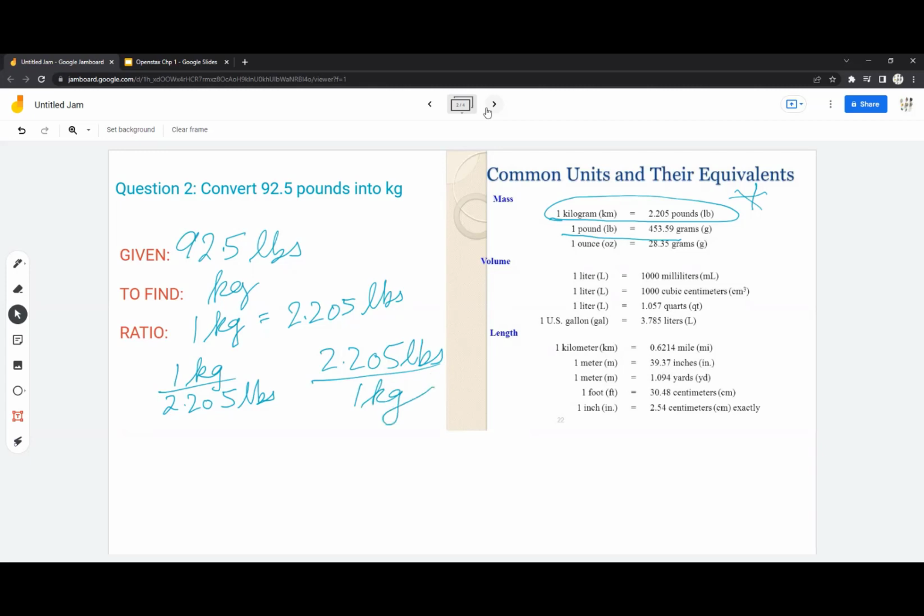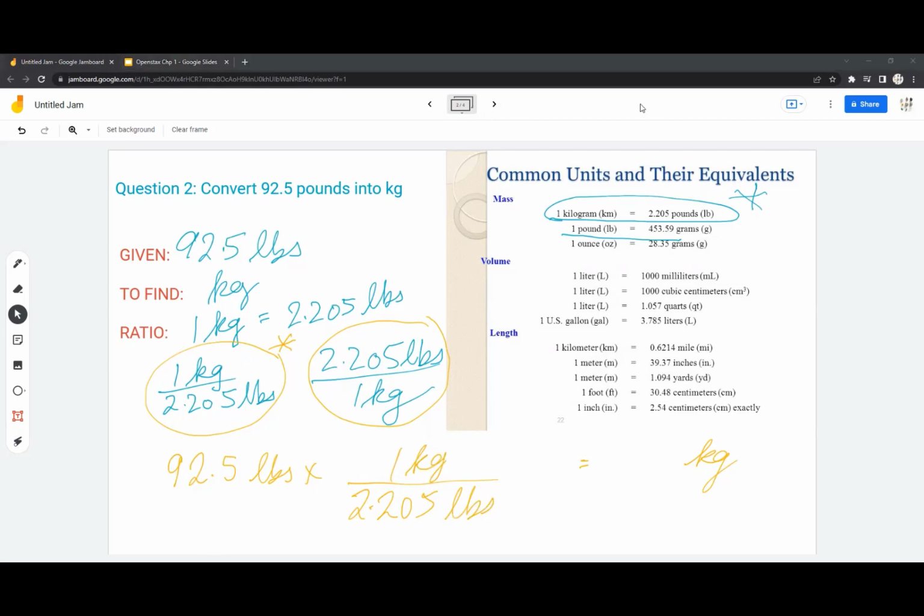So let's do the same format. 92.5 pounds times something is going to give us an answer in kilogram. So what should we choose? The first option or the second option? We want the pounds to cancel out. So we should choose the first option because that has pounds in the denominator. So take your calculators out and solve this and see if you can write the answer with the correct number of sig figs.